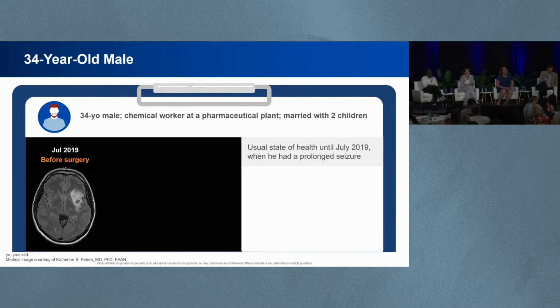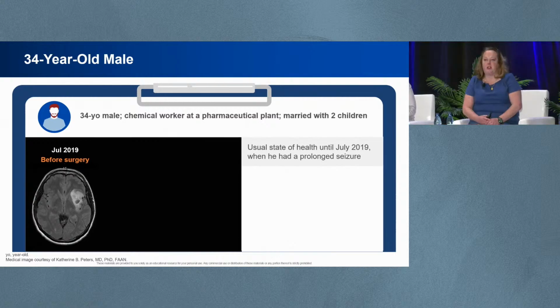So this is a 34-year-old male patient. He's a chemical worker at a pharmaceutical plant. He's married, he has 2 children, and he was in his usual state of health until July of 2018 when he had a prolonged seizure. You can see that he ended up going to the emergency room. He got a head CT, which showed an abnormality, and then a subsequent MRI, which shows this T2 FLAIR hyperintensity. And this was his imaging before surgery.